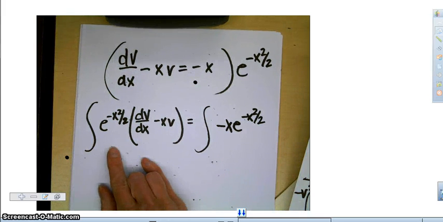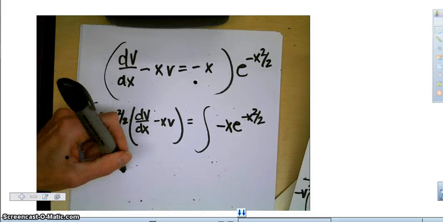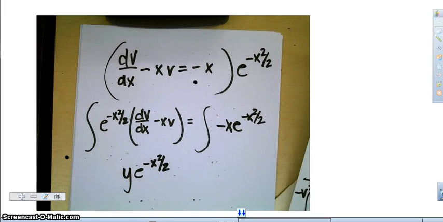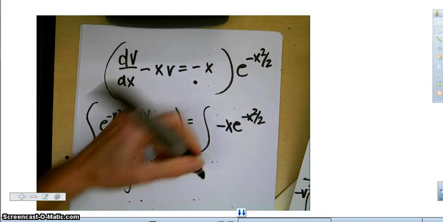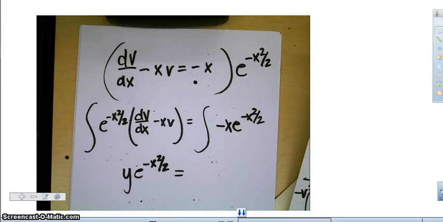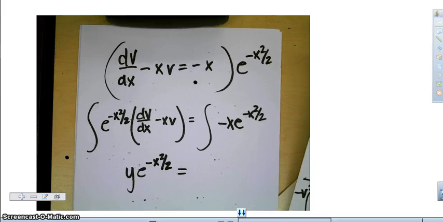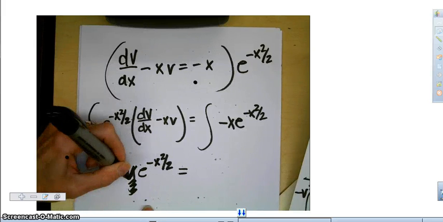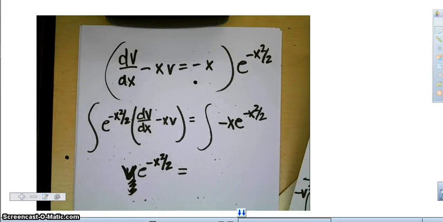So what's this antiderivative going to be on the left? Very good. Y times the integrating factor. That's always the antiderivative of the left. Okay, now this side, what am I going to have to do for that integral? Question? Oh, yes, it would be v. Y is v in this case. Yes, y is v. Thank you. V e to the negative x squared. Yes, it is the y. You're right, Chase, when you say that. But in our case, the y is v. Okay, so v e to the negative x squared over 2.